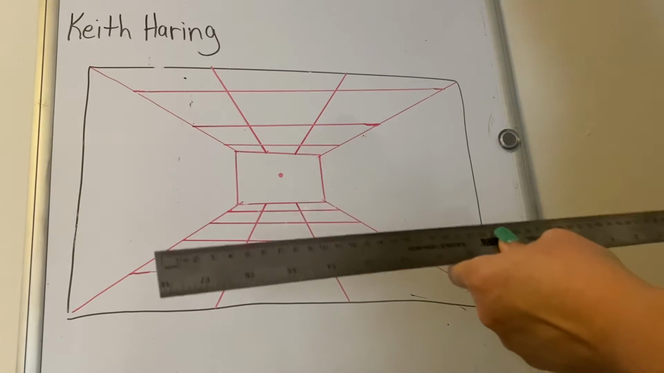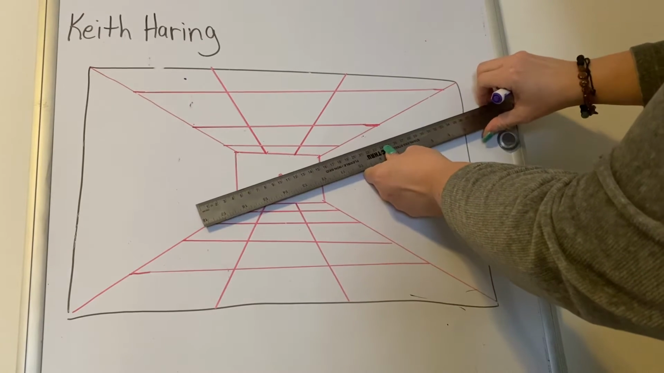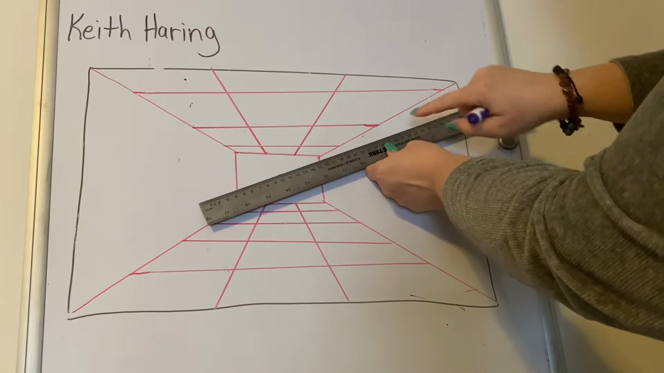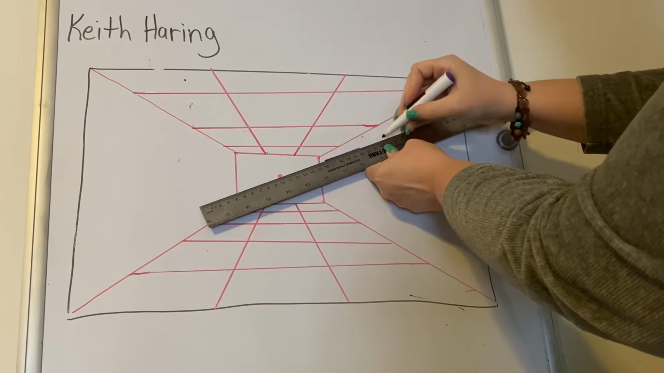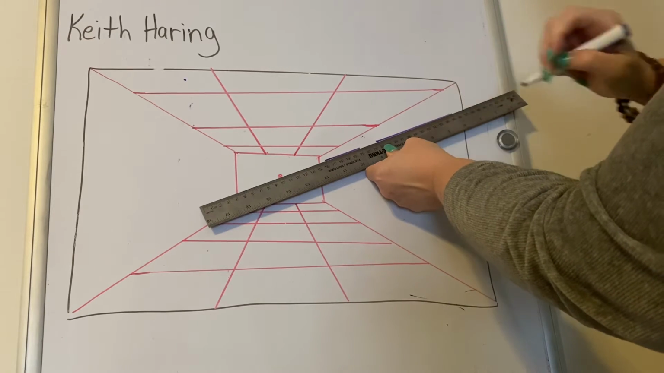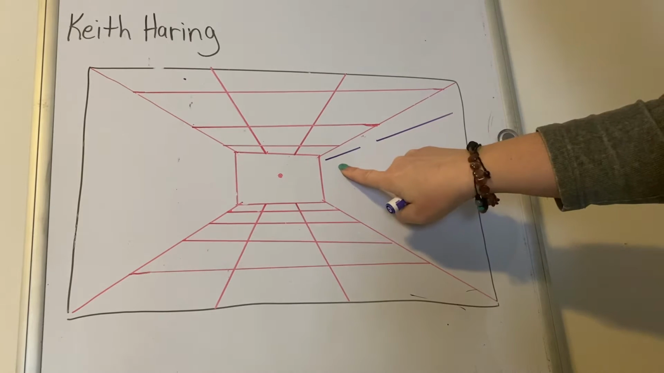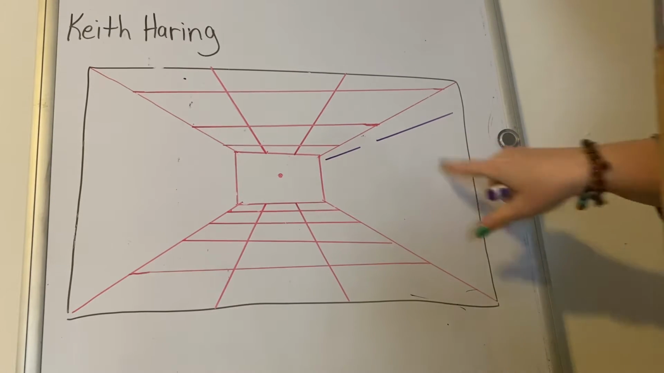Now we're going to use our ruler again and our vanishing point. So the first thing we're going to do is make the top of our windows. So we're going to come down from the corner here a little bit, line up with our vanishing point, and we're going to make a couple of lines. The first line should be shorter than the second line because this line is farther away from us. This line is closer to us.